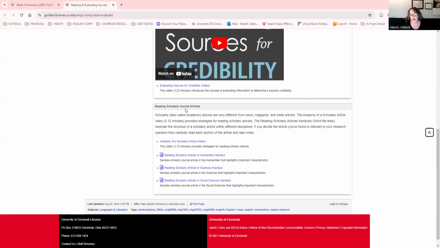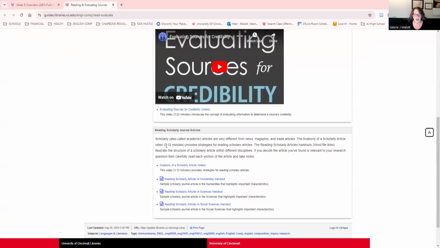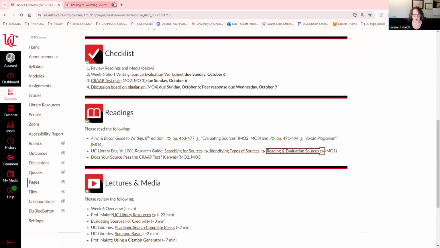Reading scholarly journal articles. Scholarly journals or academic articles are very different from news and magazine sources, and they can be difficult to get through, not only because they're very lengthy, they're usually about 20 pages long, if not longer, but also because they have several authors. So the Anatomy of a Scholarly Article video, which is linked here, is a good thing to watch. It provides some strategies for reading those scholarly academic journal articles, as well as some handouts that can help you as well. So make sure to take a look at that information as well.